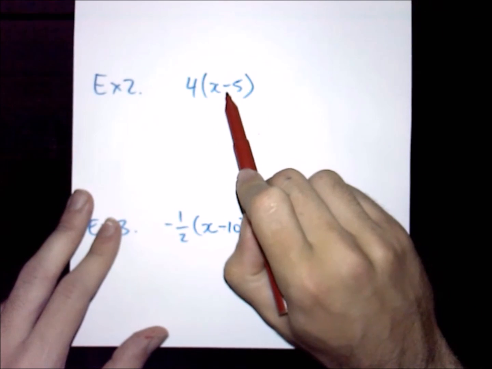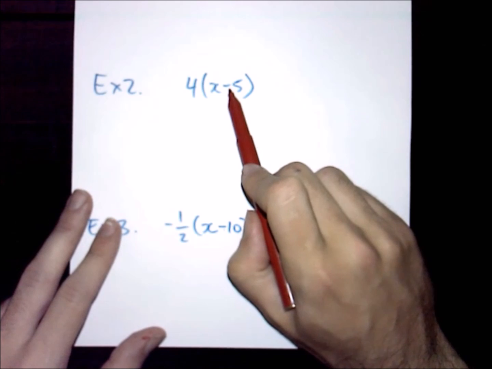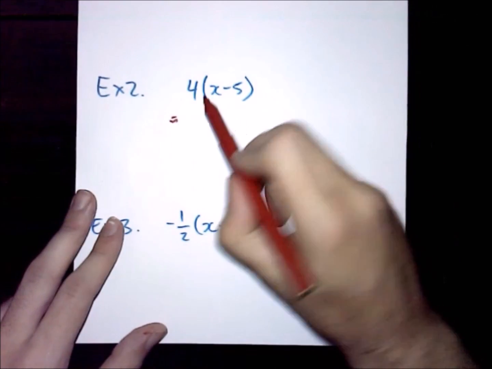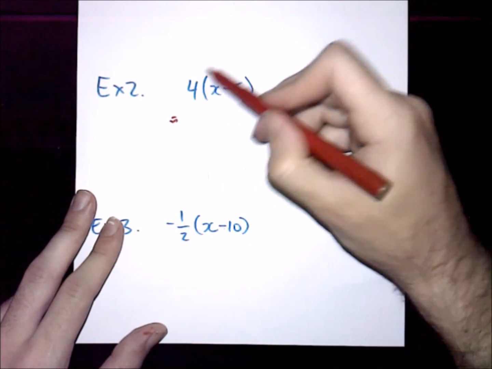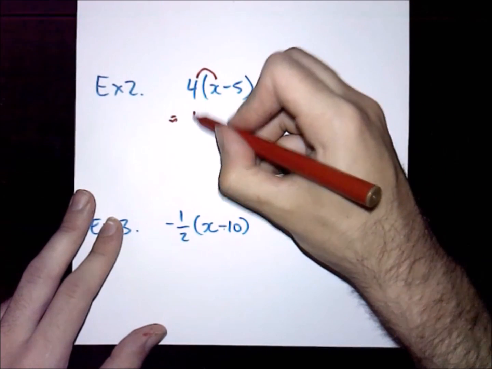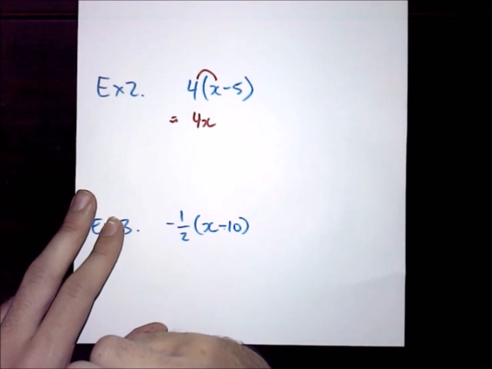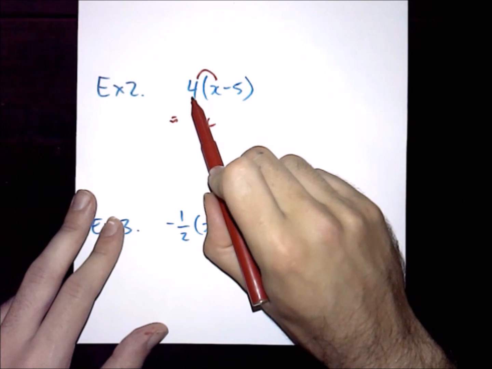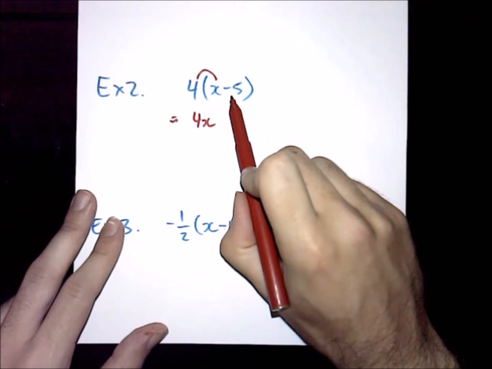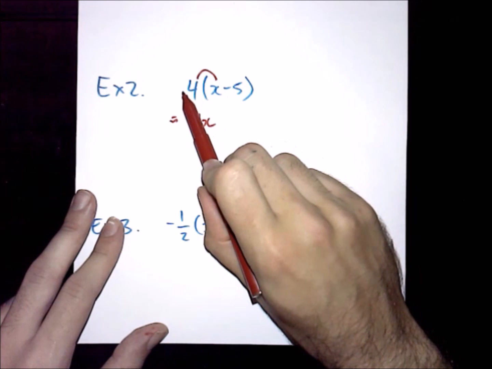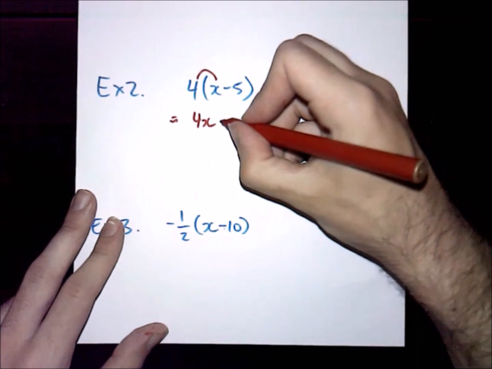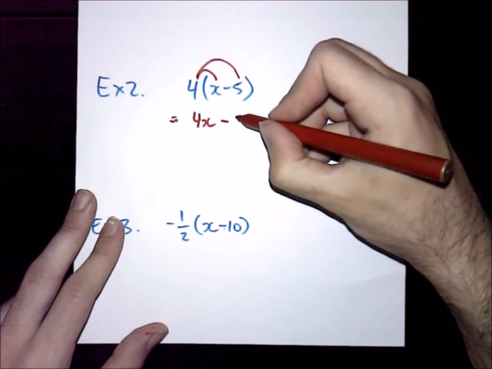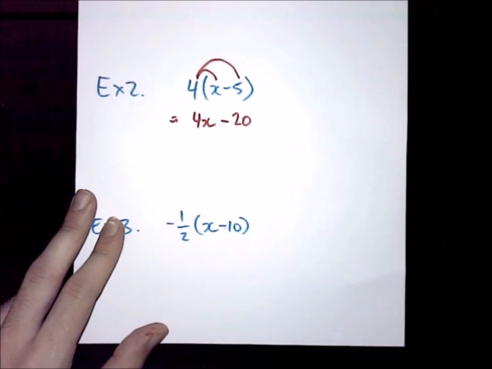Next one. Example number 2. Same thing, but we have a negative to deal with. So when I have negatives to deal with, you just have to be a little bit careful with the sign. So I'm going to deal with the x first. So 4 multiplied by x gives me positive 4x. And now I'm going to deal with this sign here. So positive 4 times negative 5. I'll do the sign first. So it's a positive times a negative, which makes it a negative. And then we do 4 times 5, which is 20.